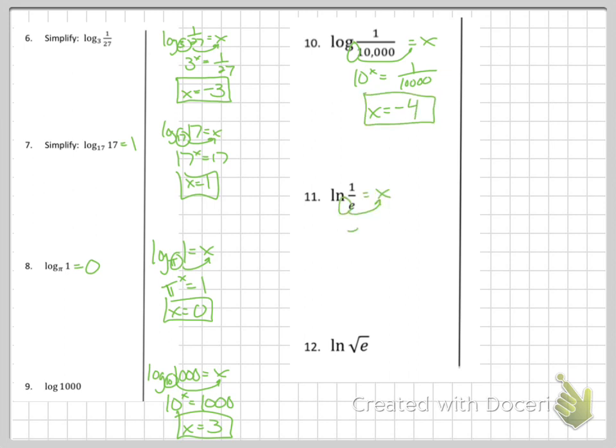Imaginary e. e to what power equals 1 over e? The exponent would have to be -1 in order to move the e to the bottom. Imaginary e. e to what power equals root e? Well, there's an imaginary 2 on your root, so x would have to be 1/2. A 1/2 power is a root.